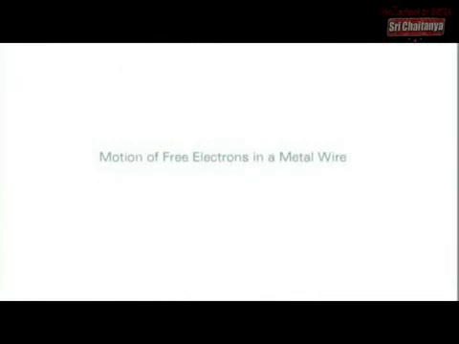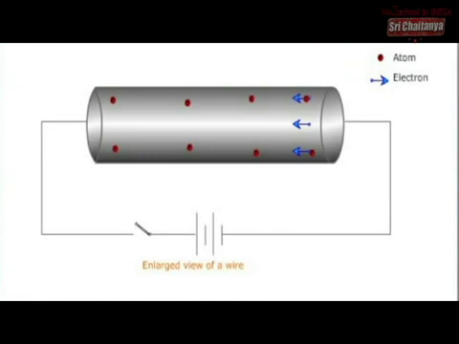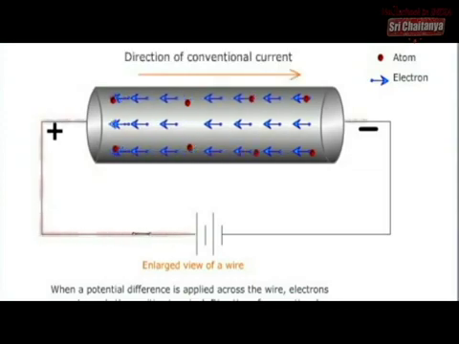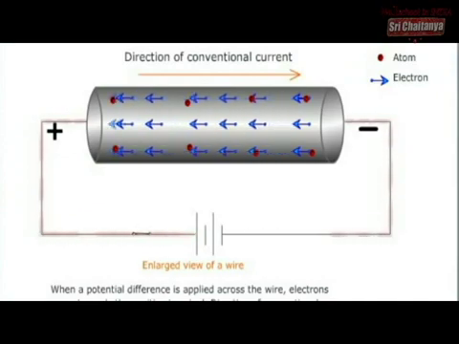Motion of free electrons in a metal wire. When there is no potential difference applied across a wire, the free electrons are in random motion. When a potential difference is applied across the wire, the electrons move towards the positive terminal. You can see that the direction of the conventional current is from the positive terminal to the negative terminal.